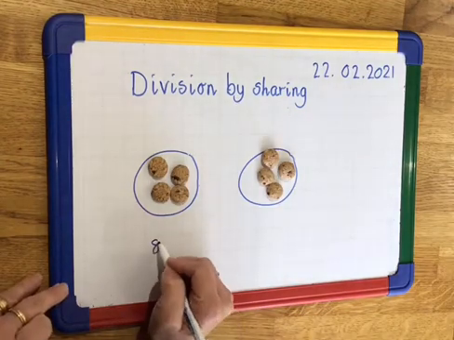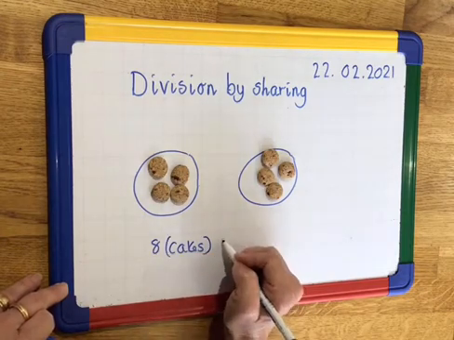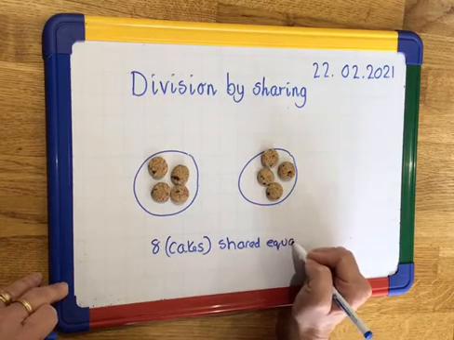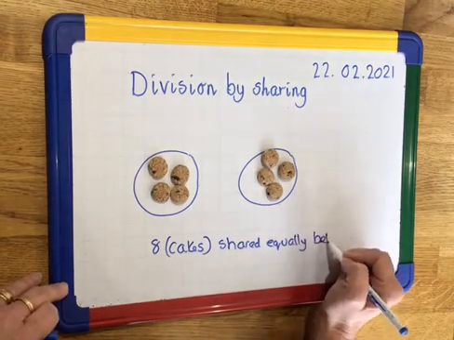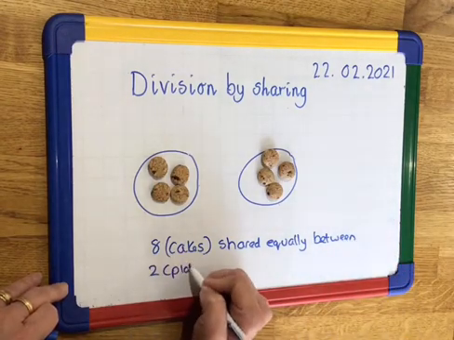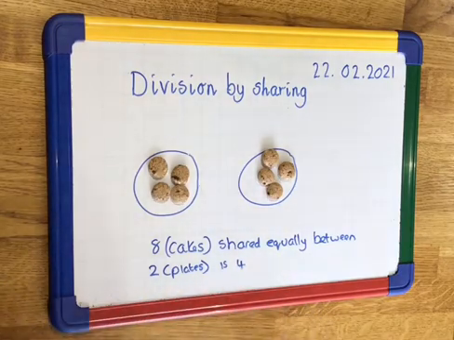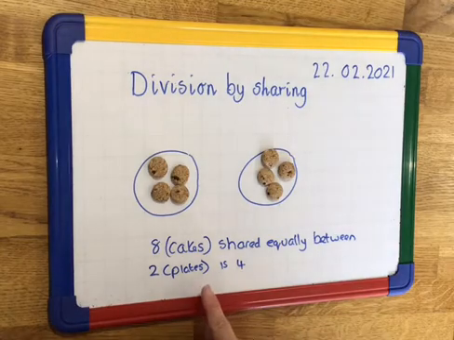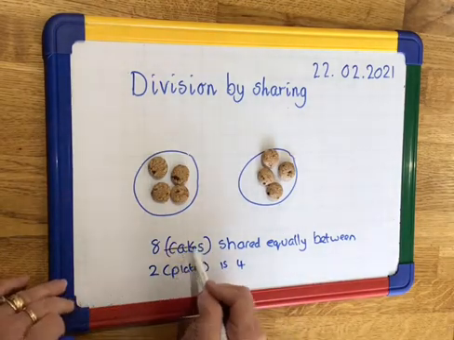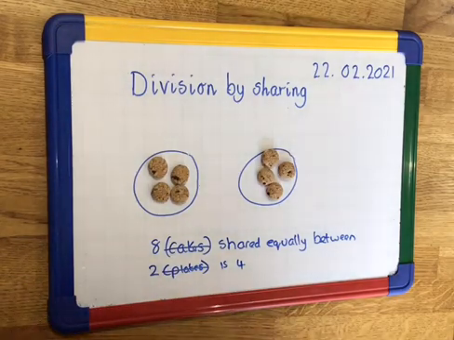So let me write that down. 8 cakes, don't really need to have the cakes in there, shared equally between 2 plates is 4. So 8 cakes shared equally between 2 plates is 4. I could actually get rid of the words cake and plates and it would still make mathematical sense. 8 shared equally between 2 is 4.